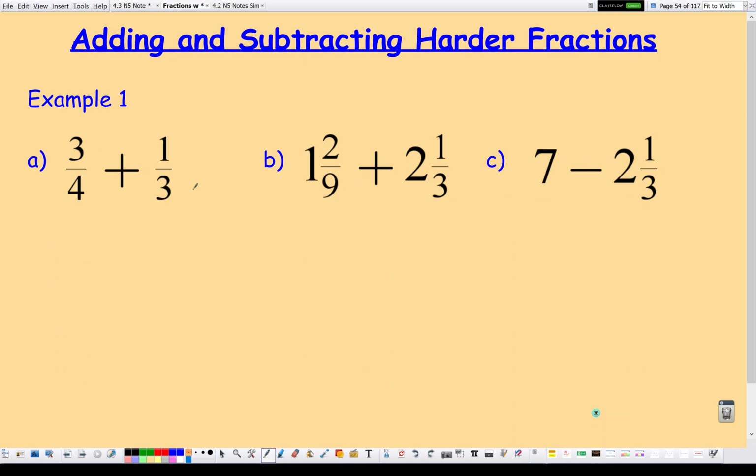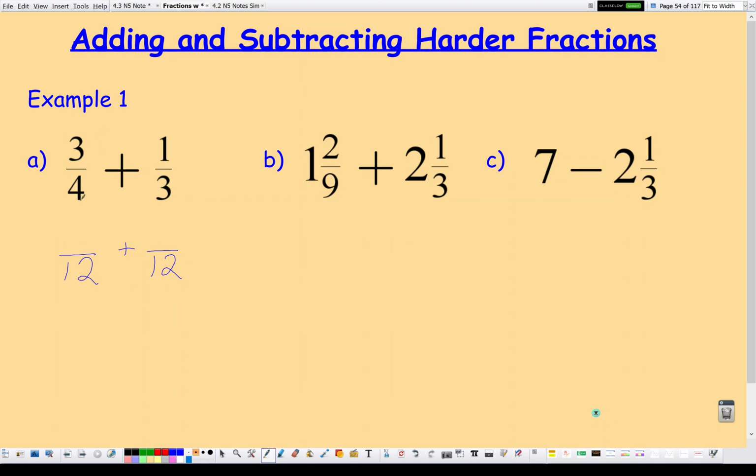4 and the 3 is the only thing you're thinking of. You're thinking of the next number that 4 and 3 go into. That's going to be 12. So I'm going to change these both so that they are something over 12. Right? We're going to form equivalent fractions with the new denominator as 12.